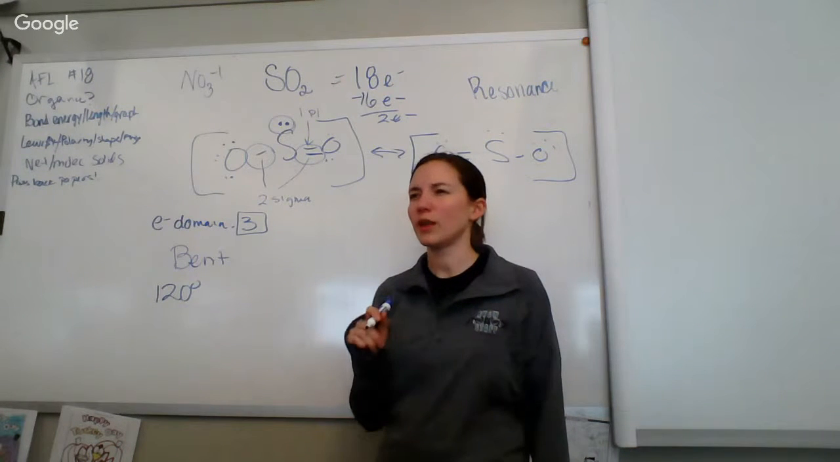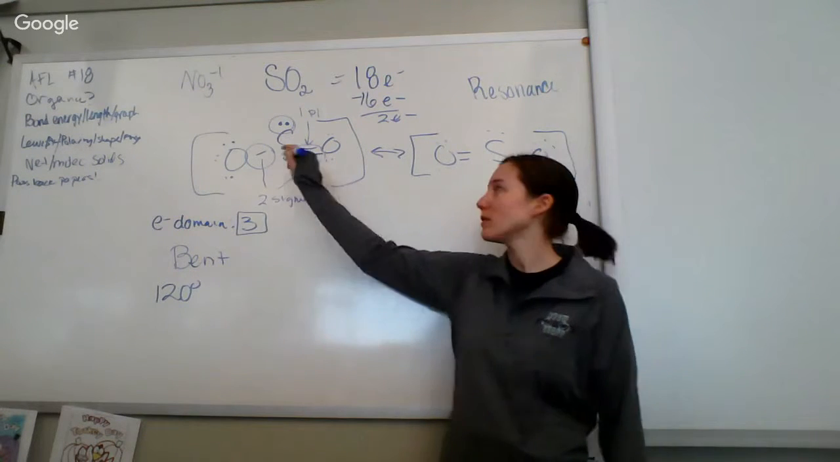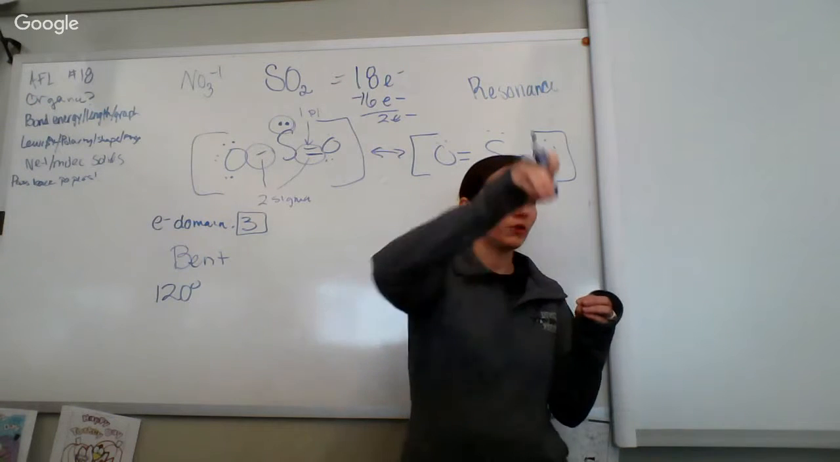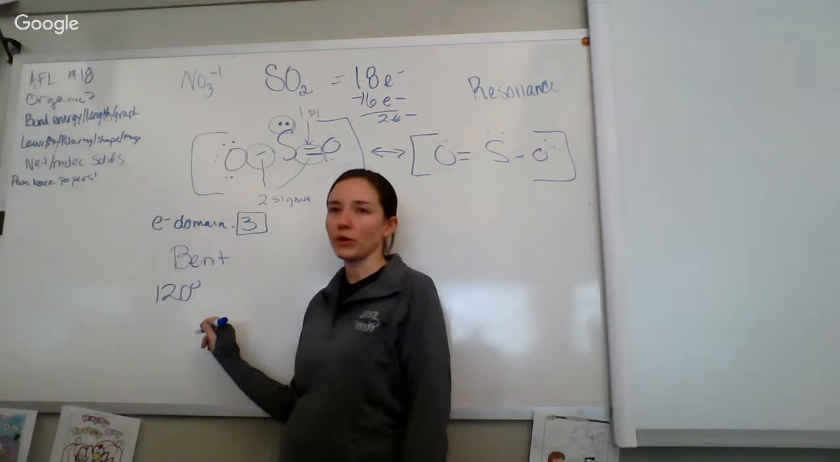I mean, 180. Did I say 120? Why is it 120 and not 180? That's what I meant. Because it's got 2 bonds. Yeah. So it's got 3. You have to triangulate your electrons to get them as far apart as possible. And anytime that happens, you're going to end up with your 120.